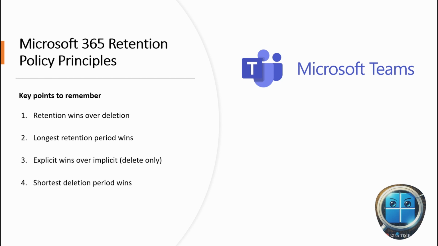And then if you have two implicit or two explicit delete policies, in this case whichever is the shortest one, that one will win. In case of retention, the longest retention will win. In case of deletion, the shortest deletion will win. In case of retention and deletion being together, at that point, retention will win always. I hope that's clear, but there is good documentation from Microsoft that explains everything pretty clearly.